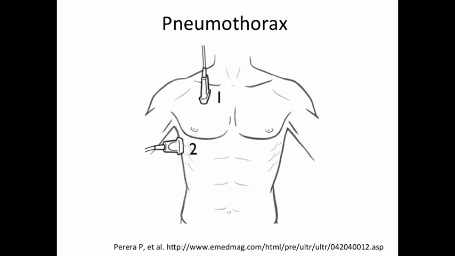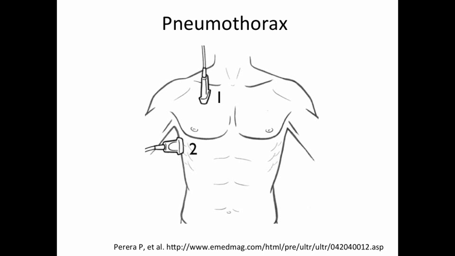And then lastly, we'll talk about pneumothorax before we take a break here. So classically, the places to look for a pneumothorax are going to be at the apex of the lung and at the top of the mid-axillary line as well.